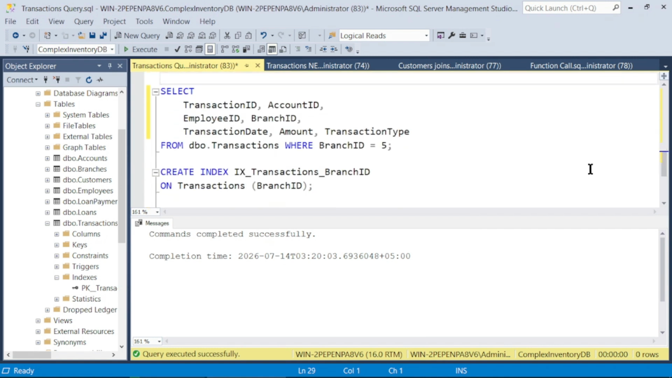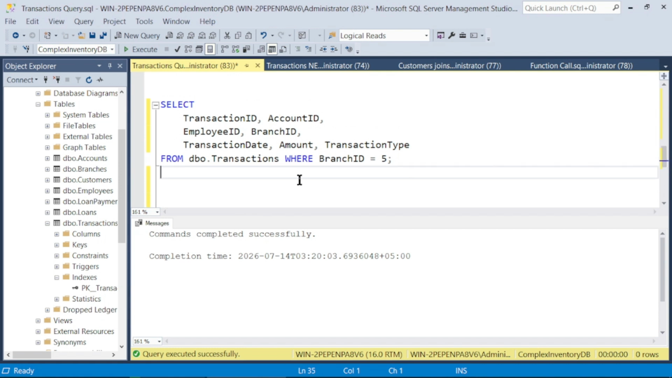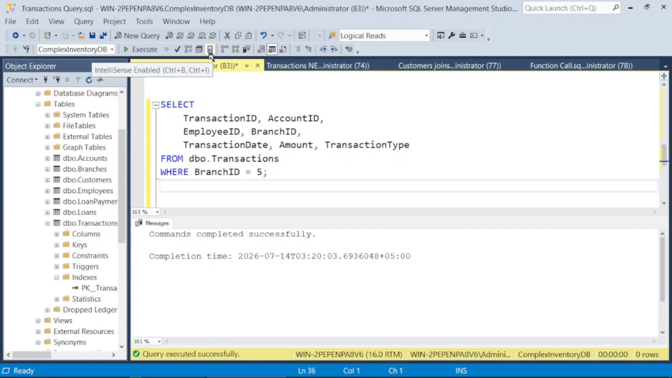Statistics IO tells us how many pages SQL Server had to read from memory. Statistics time shows the CPU time and the total execution time. We will compare these values before and after optimization. But before running execution, we should enable include actual execution plan. We enable this and then run our query.